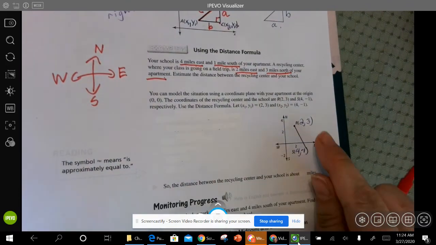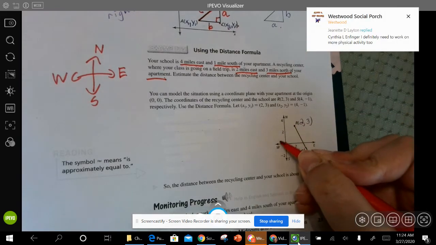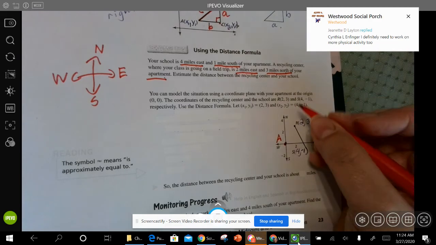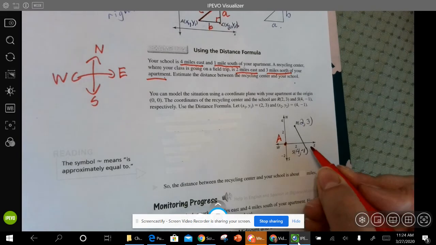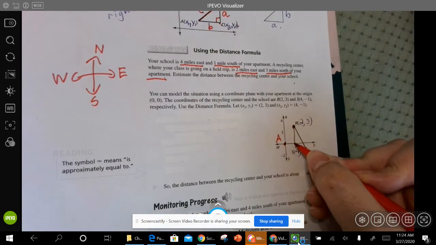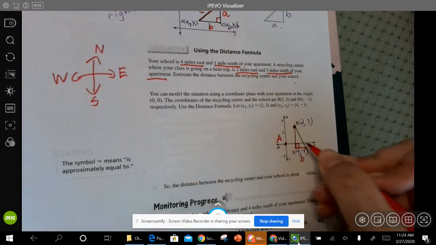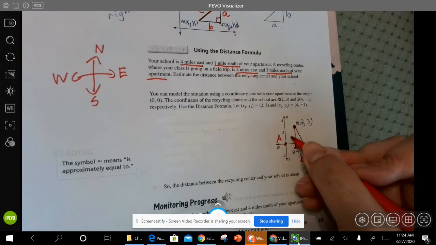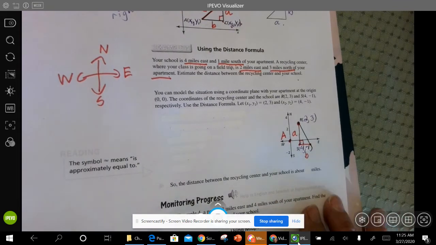So it's going to be right here, recycling center. And so your apartment's right here. That's your apartment. And estimate the distance between them. So we're looking at this, everybody. So notice again, yes, we can use the Pythagorean theorem. So we can use the Pythagorean theorem for this, everybody.